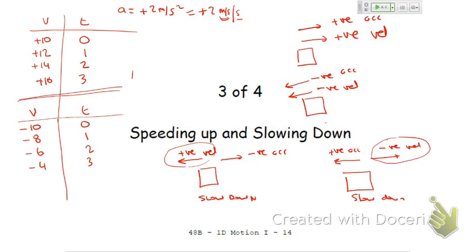So if you want to know your direction, you look at the velocity. If you want to know if you're speeding up or slowing down, you have to look at both the acceleration and the velocity. If they're in the same sense, you're speeding up. If they're in the opposite sense, you're slowing down. Okay.